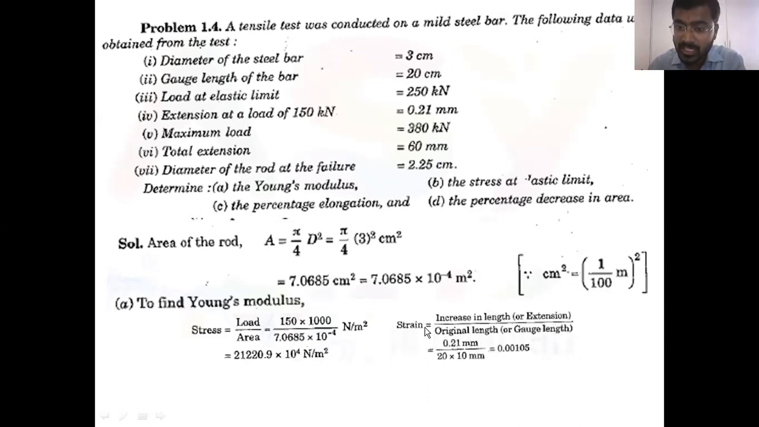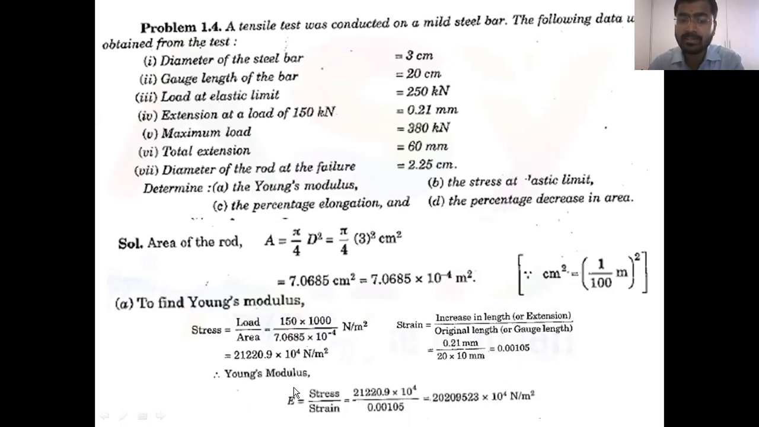Fine. So next we have to find out the strain. Strain is nothing but change in its length to its original length, or increase in its length to its original length. So increase in its length at 150 kilonewton load is 0.21 mm. What is the original length here? The gauge length is 20 centimeter, but this length is in mm. So change your 20 centimeter to mm, which is equal to 20 into 10 mm. So I got my strain as 0.00105. Now I can write my Young's modulus as E is equal to stress upon strain.